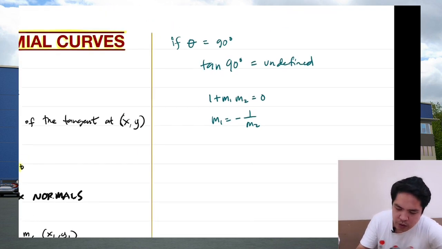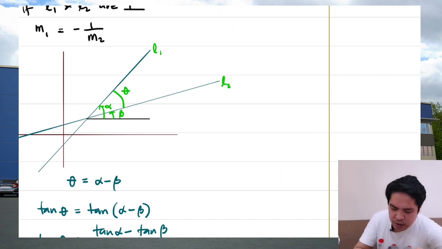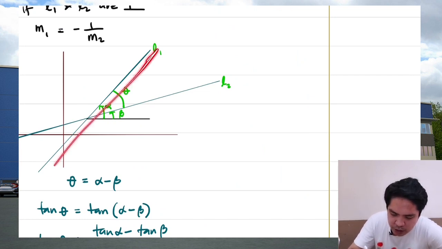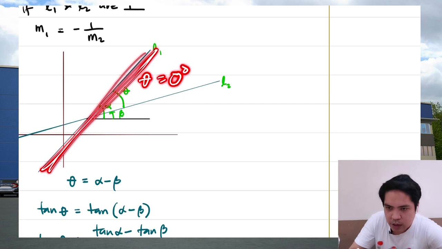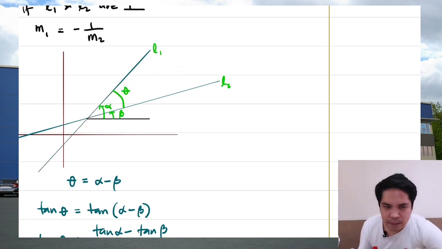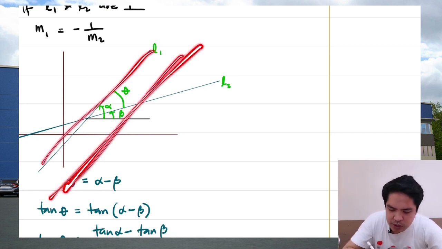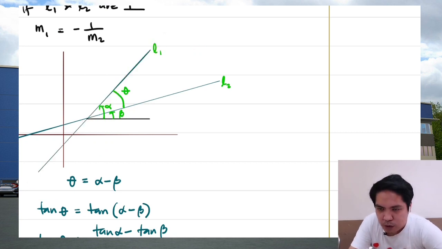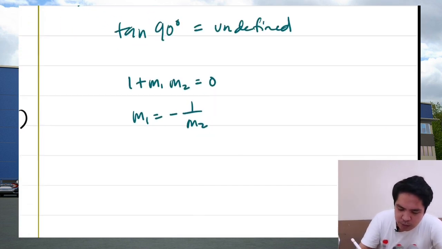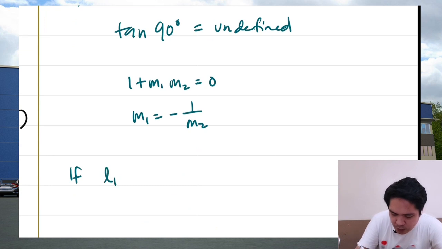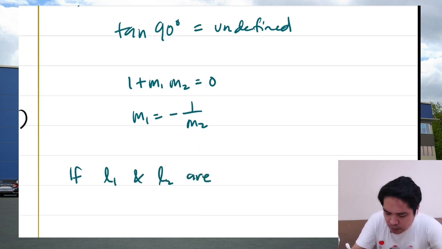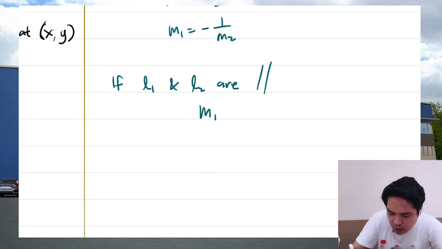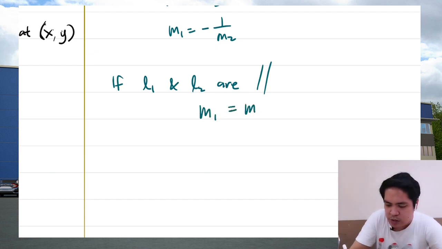Now, if two lines are parallel, meaning line 1 and line 2 are parallel, so therefore theta is 0 kasi walang angle of intersection. Diba? Because they don't intersect kung parallel sila, or kung nag-intersect man sila, they will intersect at all points. Diba? And that would be the same line. So, if L1 and L2 are parallel, m1, or the slope of line 1, is just equal to the slope of line 2.